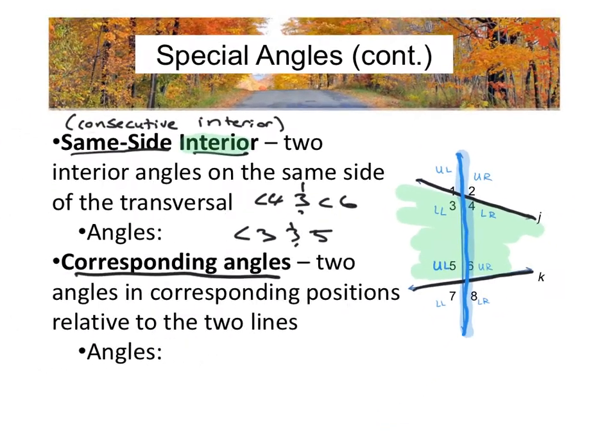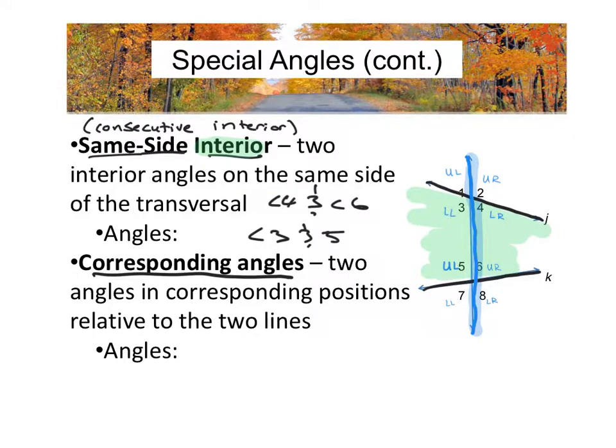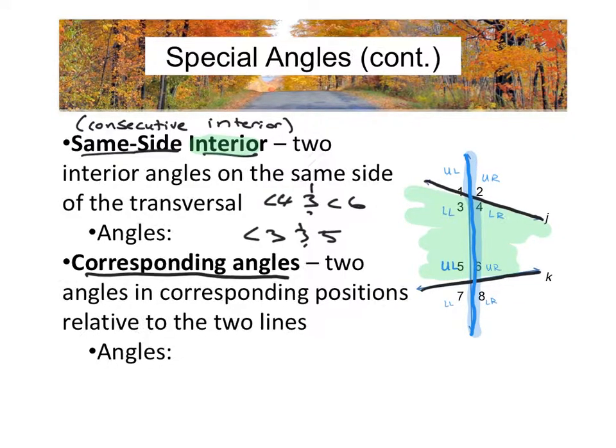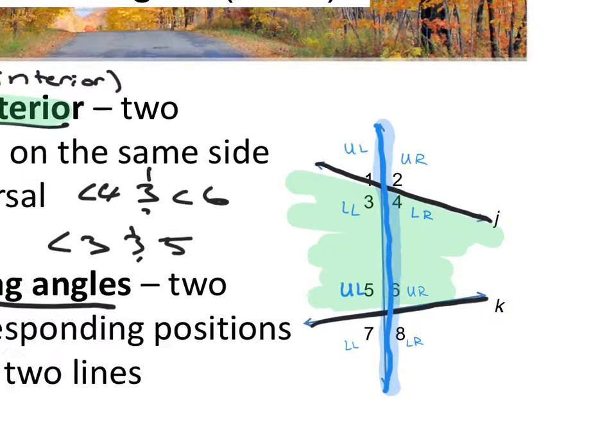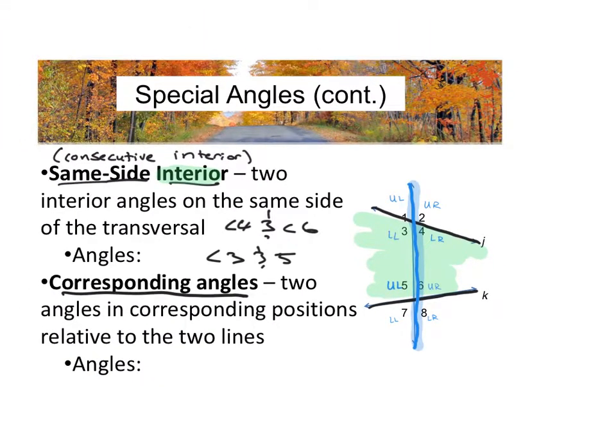So when we do corresponding angles, they are 2 angles that are in the same position. Meaning 2 angles that are both in the upper left, 2 angles that are both in the upper right, 2 angles that are both in the lower left, or 2 angles that are both in the lower right. Sometimes I use northwest, northeast, southwest, southeast. It means the same thing. It's just that they're in that same position. So let's try to find combinations of angles that are in corresponding positions, that they are corresponding angles.